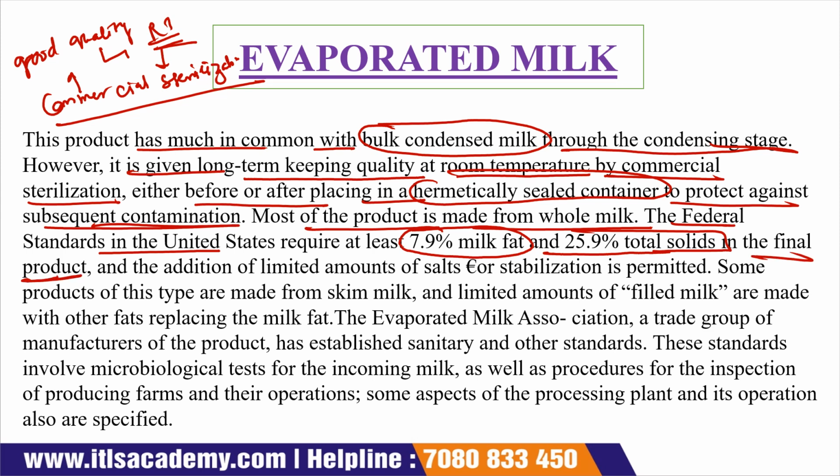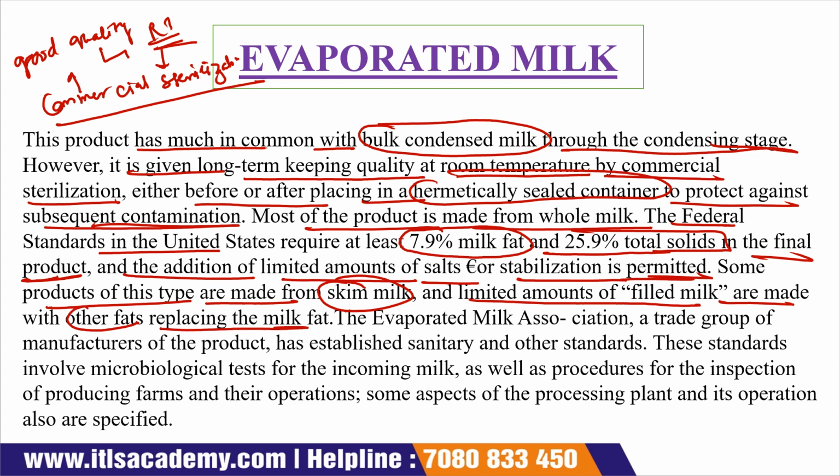Okay, so when we get a final product that is called evaporated milk, according to the federal standard in the United States, it should contain around 7.9% milk fat and 25.9% total solids, and the addition of a limited amount of salt or stabilizer is permitted. Some products of this type are made from skim milk, and the limited amount of filled milk are made with other fat which replaces the milk fat.